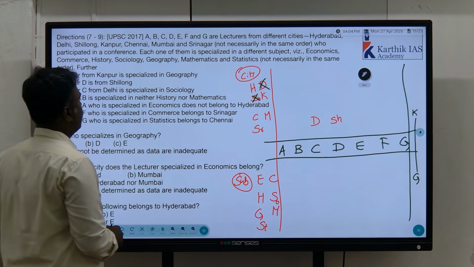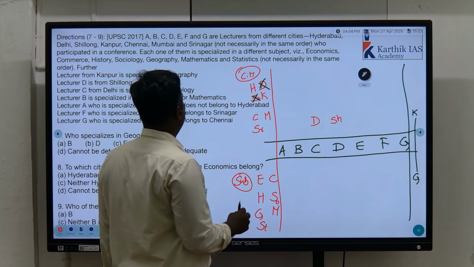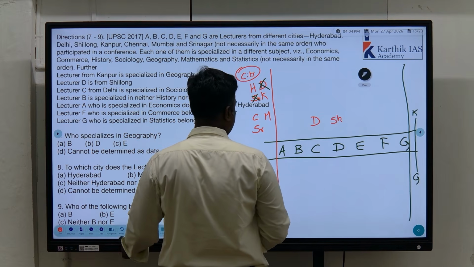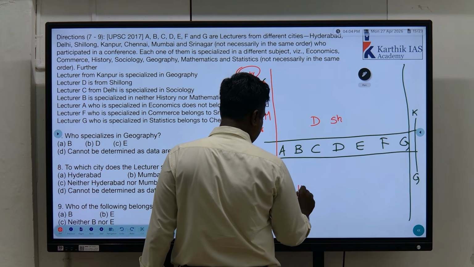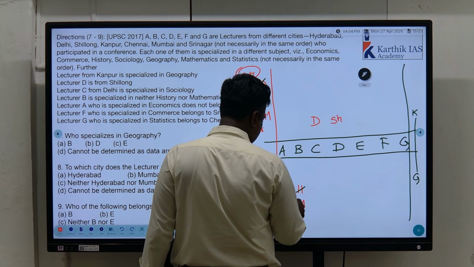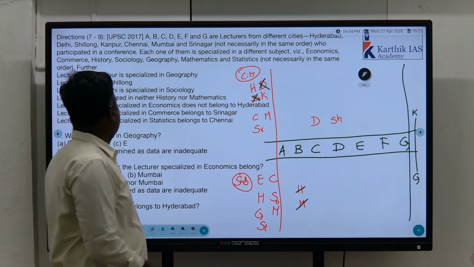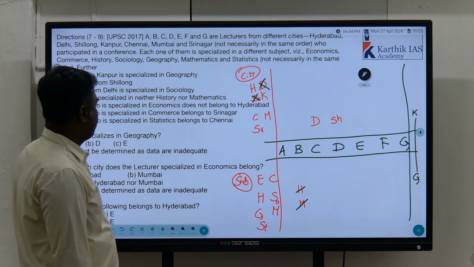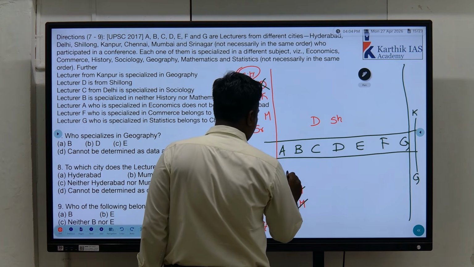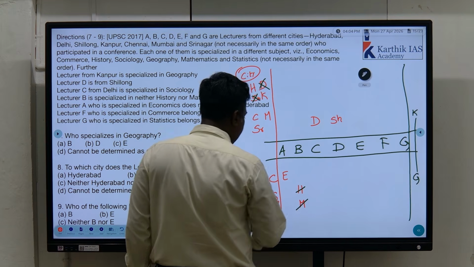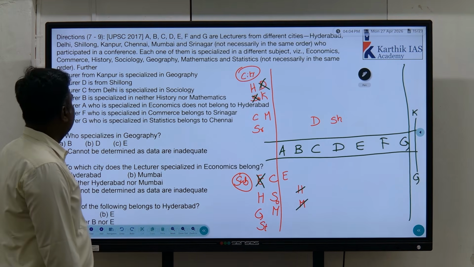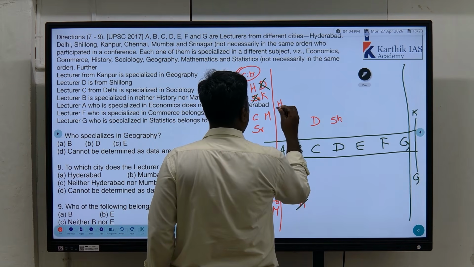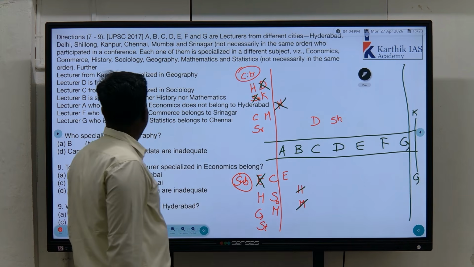Then B is specialized in neither history nor mathematics. Okay. A who is specialized in economics, cancel it. Okay. A does not belong to Hyderabad.